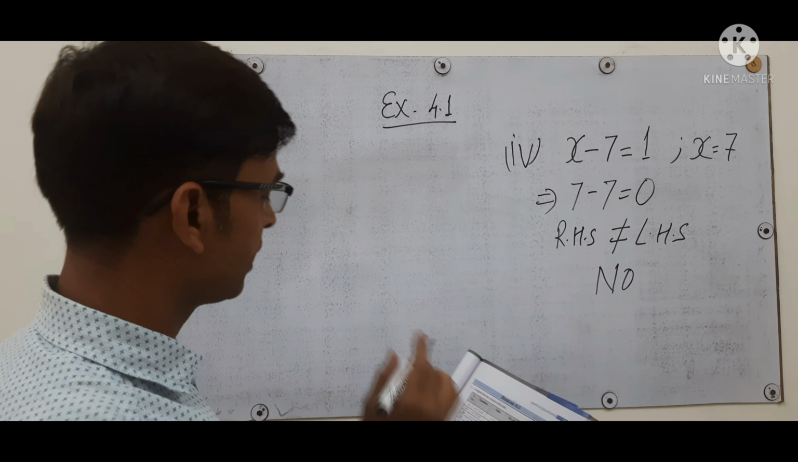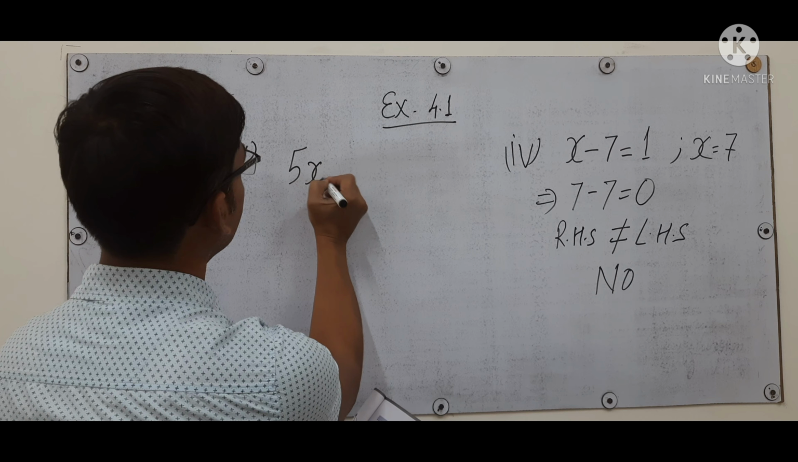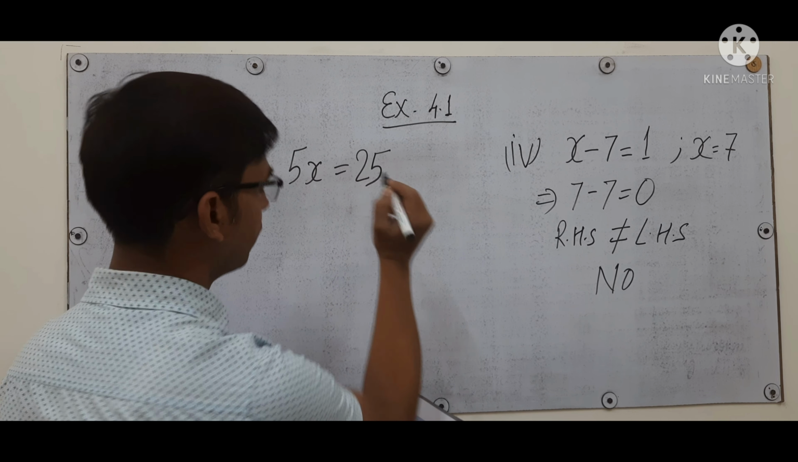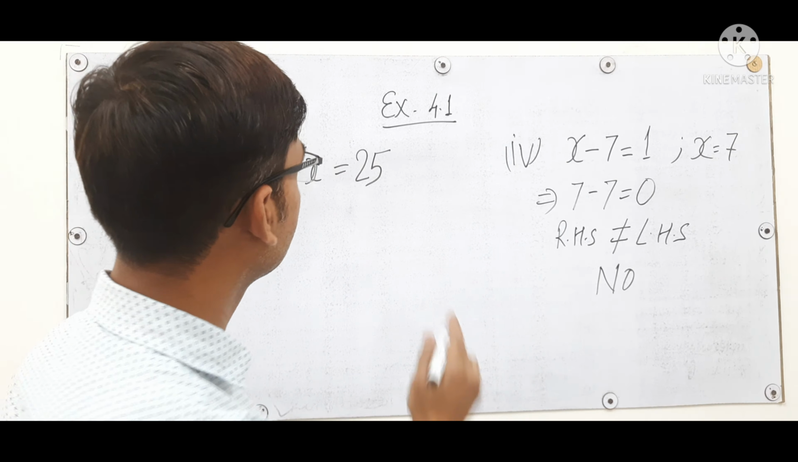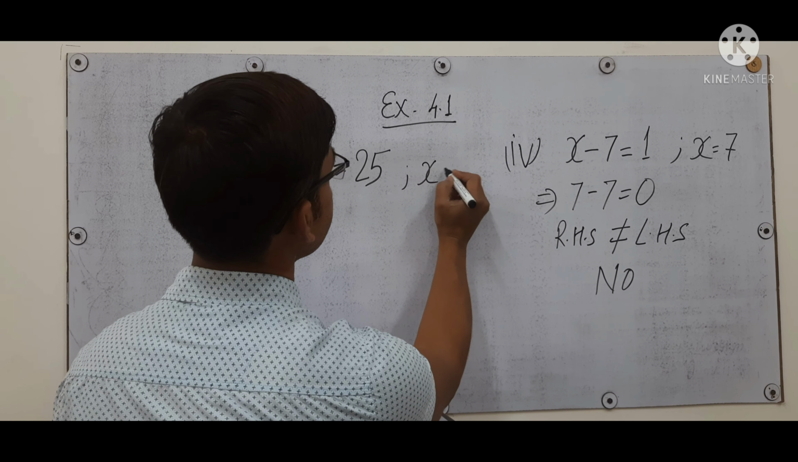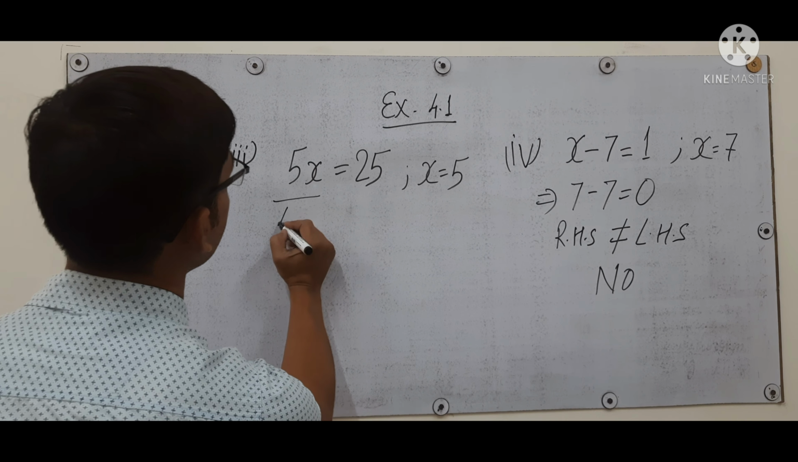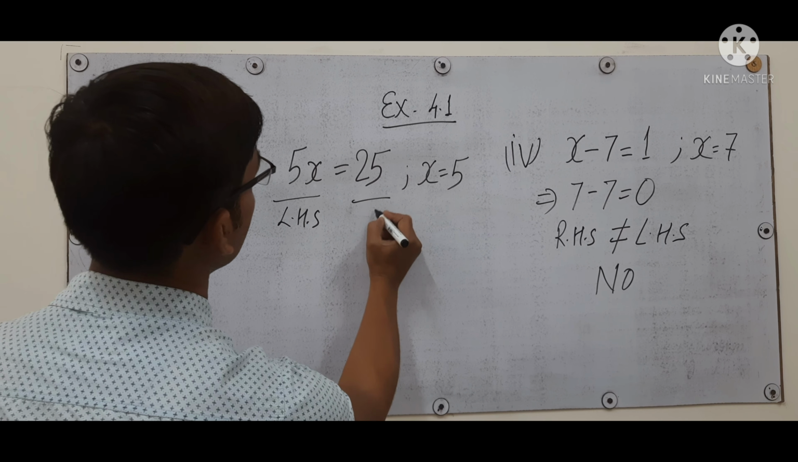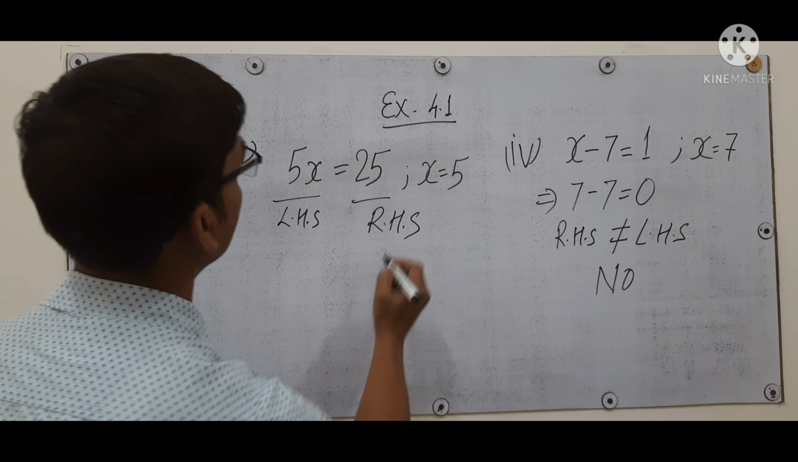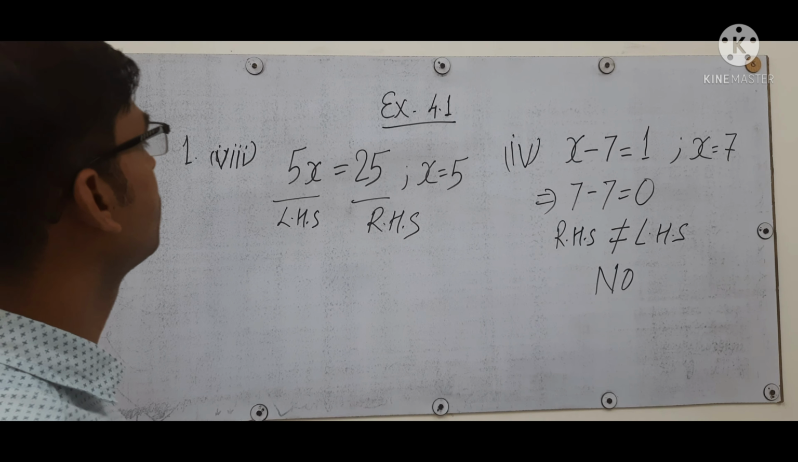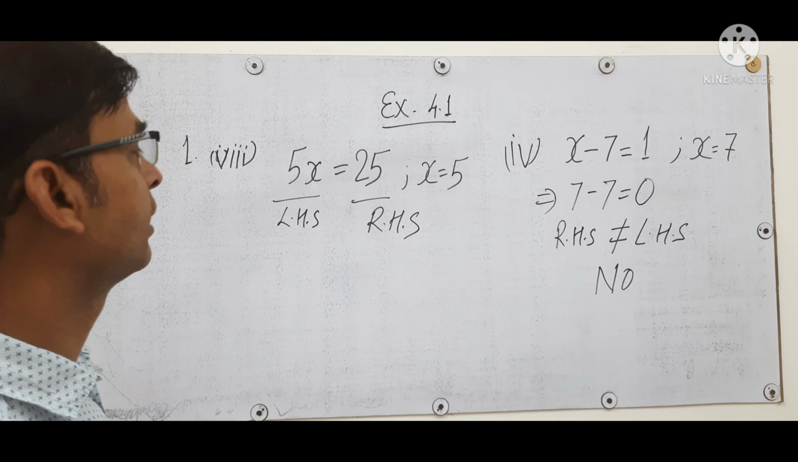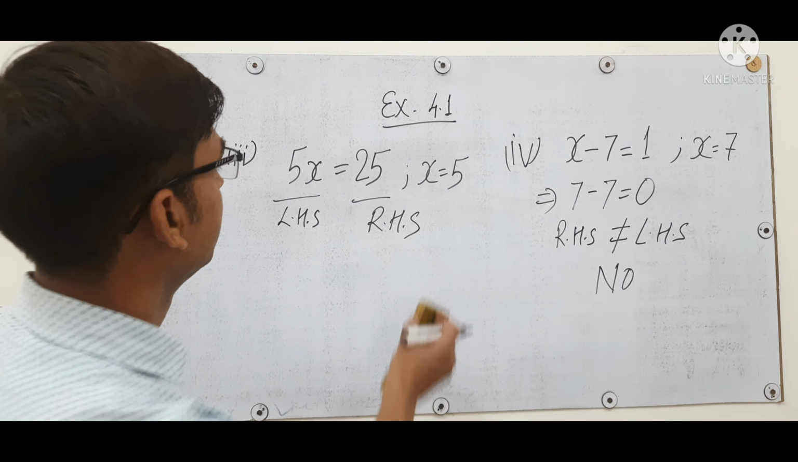The 8th part is written as 5x equal to 25, such that x is 5. So we have to find whether again the left hand side is equal to the right hand side or not. That is, the left hand side must be equal to the right hand side, then the equation is satisfied.